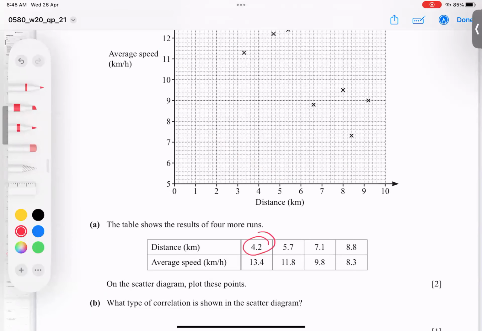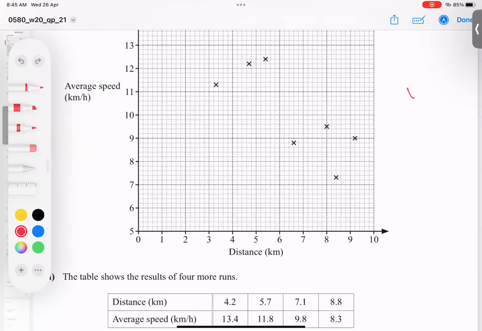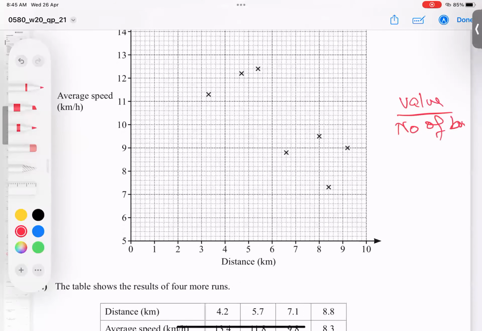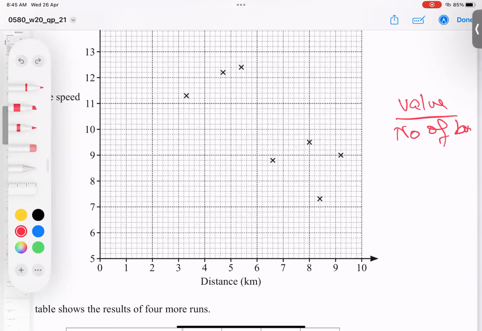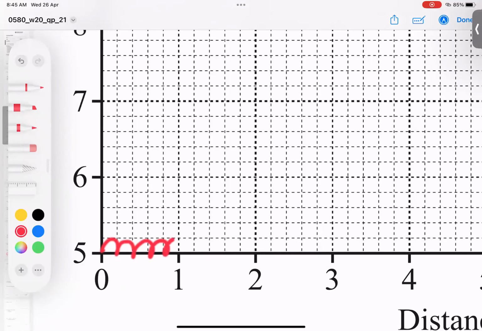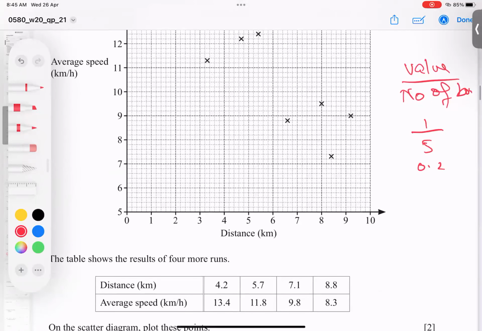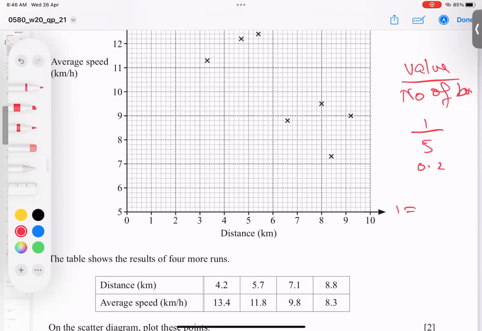So 4.2 is where? But before we start, the best criterion: the formula is value by number of boxes. This formula is very important. What is the value? 1. So 1 goes up, I got 1. And how many boxes count, please? 1, 2, 3, 4, 5. If I keep 5 boxes here, I got 0.2. So 1 box is 0.2. I hope the point is clear.